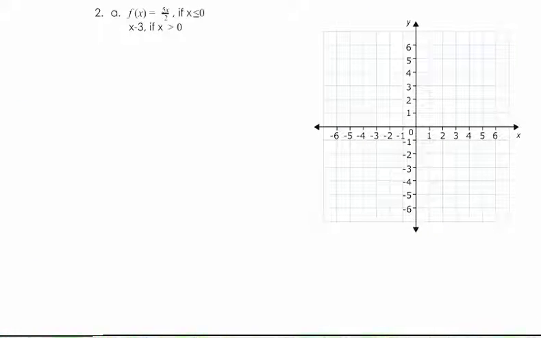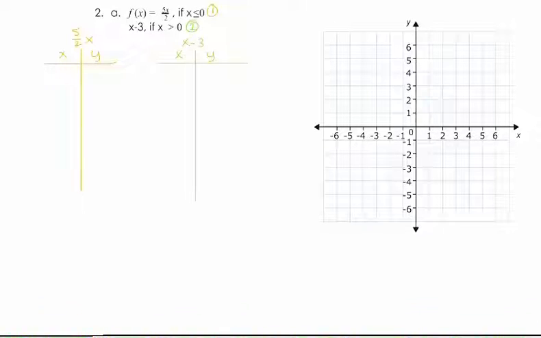Now let's move on to question 2, and it has the same exact instructions to create a graph and find the domain and range of our piecewise function. We're given f of x is equal to 5/2 x if x is less than or equal to 0, and x minus 3 if x is greater than 0. So let's go ahead and start by color coding these and making our xy tables for each one.